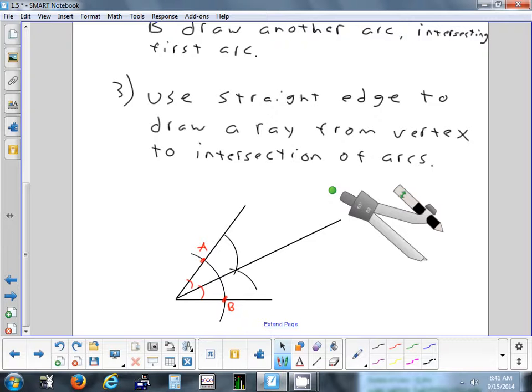Okay, in this class, there's about 10, maybe 10 or so constructions we're going to learn. These are two. After a while, the constructions get really complex. So we're going to stick to ones that are about this level and maybe just a little bit harder. That's an angle bisector.